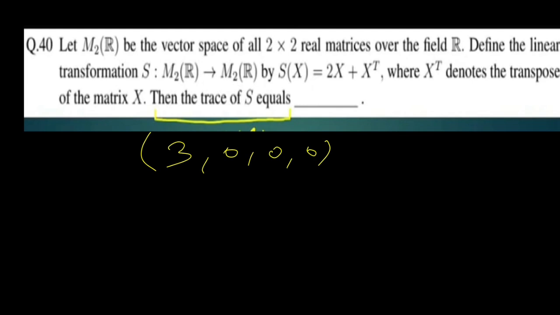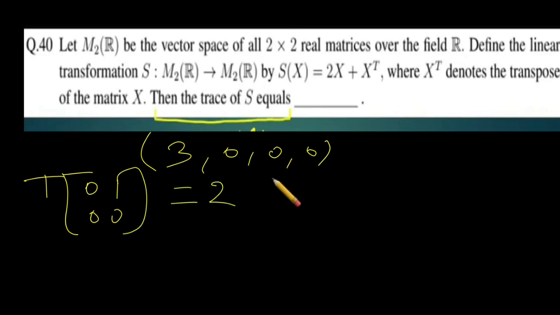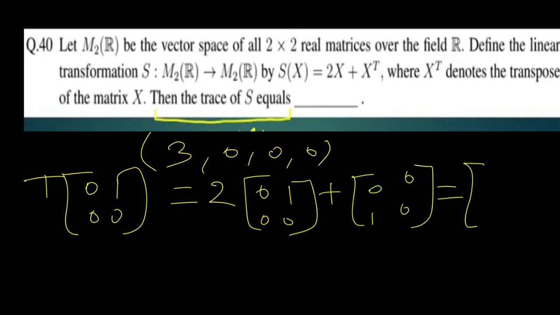Now for the second basis element 0 1 0 0, x transpose should be 0 0 1 0. The sum of these two matrices is 0 2 1 0, and its coordinates are like that.